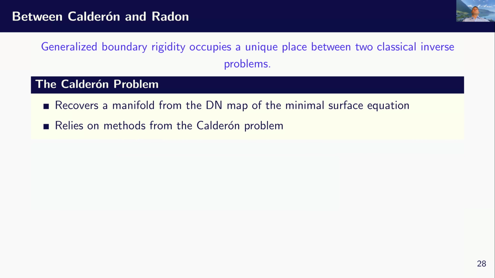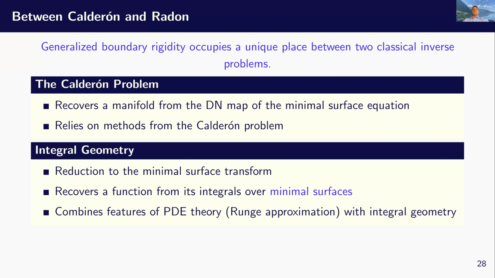So what did we do? We studied this generalized boundary rigidity, and we saw that it actually works in a place between two classical inverse problems. The earlier approaches were based on the Calderon problem, which recovered the manifold from the DMF of the minimal surface equation, and they relied on methods from the Calderon problem. And then today, we introduced this integral geometry approach, and there we reduced the problem to the minimal surface transformation, and we were able to recover a function from integrals over minimal surfaces.